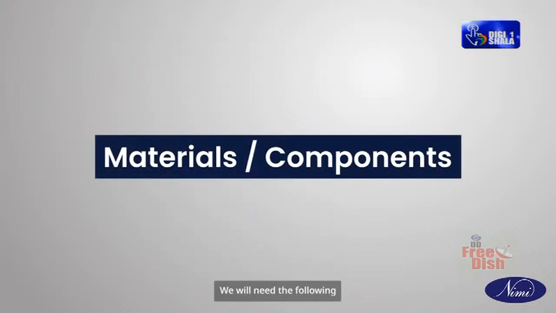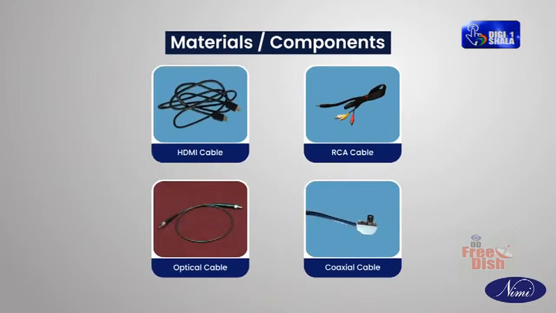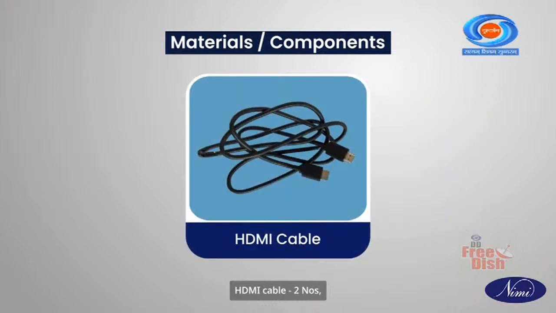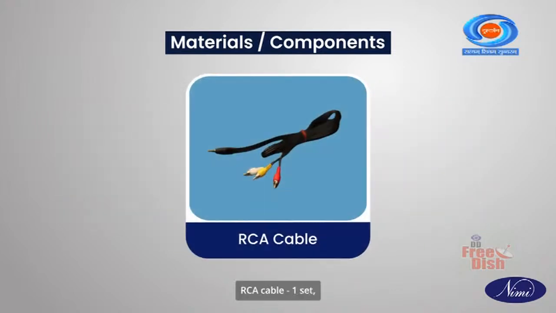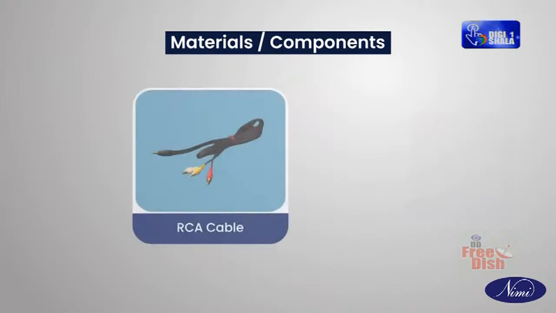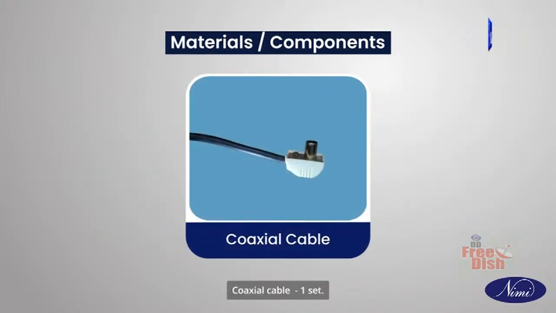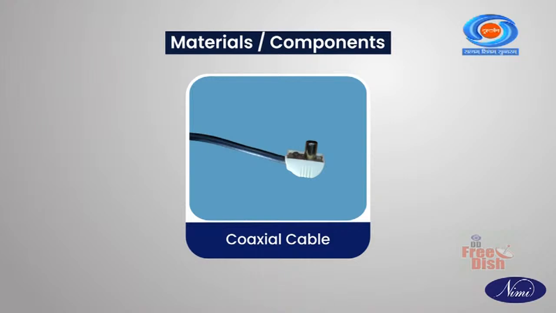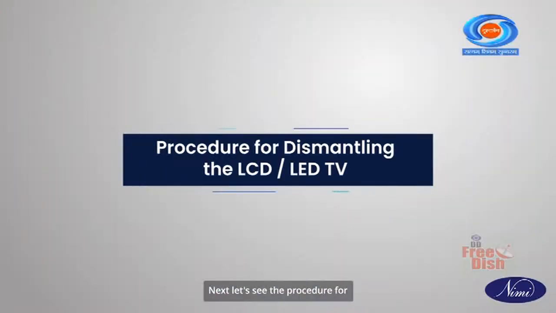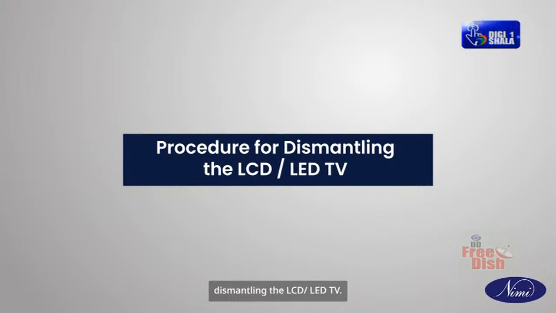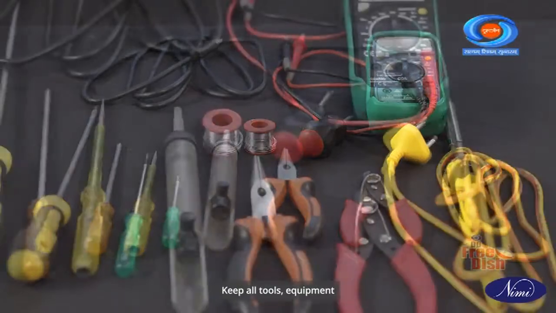We will need the following materials and components. HDMI cable 2 numbers, RCA cable 1 set, optical cable 1 number, coaxial cable 1 set. Next, let's see the procedure for dismantling the LCD or LED TV. Keep all tools, equipment and materials ready.